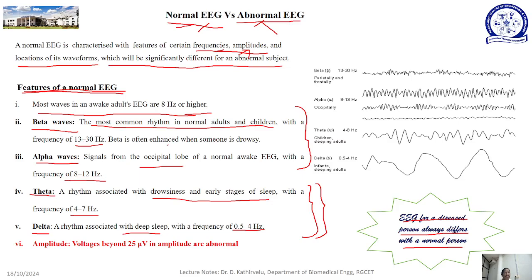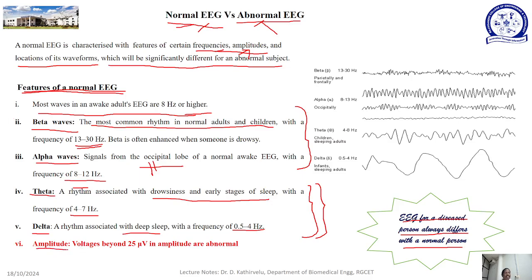Beta waves are the general normal rhythm for a normal adult and children. Beta waves range from 13 to 30 hertz, and alpha waves from 8 to 12 hertz, which are obtained from the occipital lobe. Moreover, these are the frequency characteristics of a normal EEG.